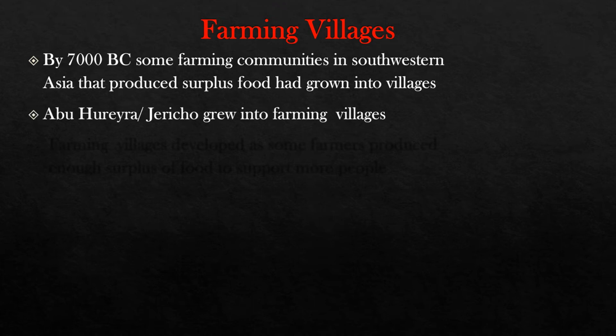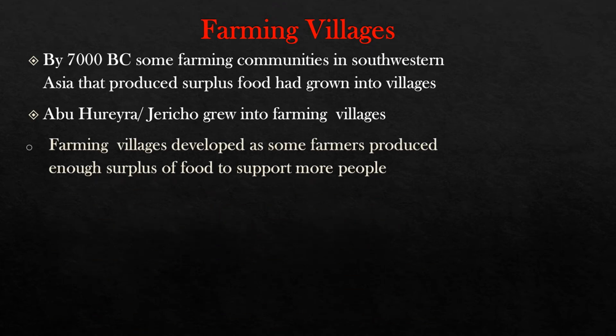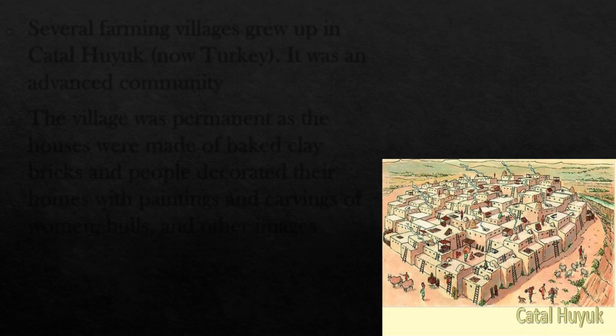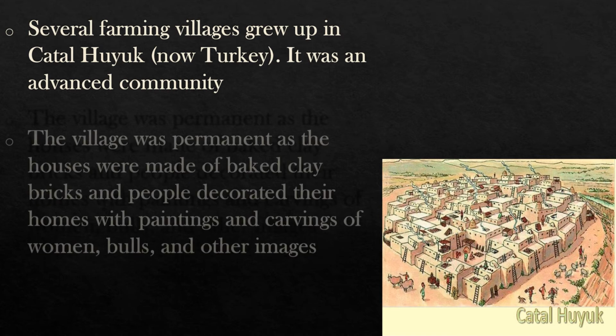Abu Hureyra and Jericho grew into farming villages, and farming villages developed as some farmers produced enough surplus to support more people. Dozens of farming villages grew up in Catalhoyuk, which is now in Turkey, and it was an advanced community.